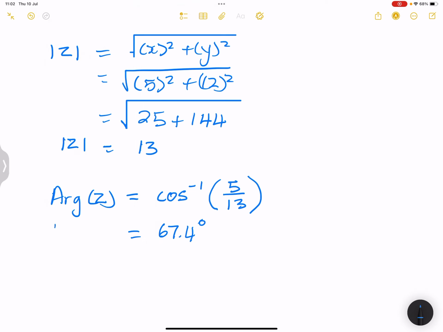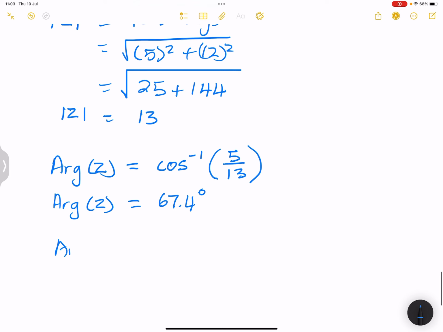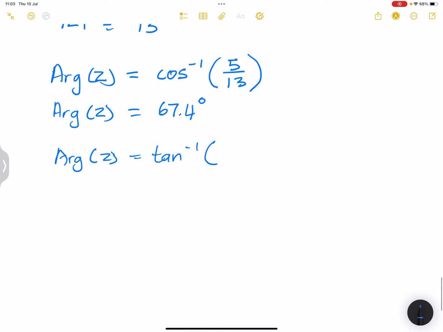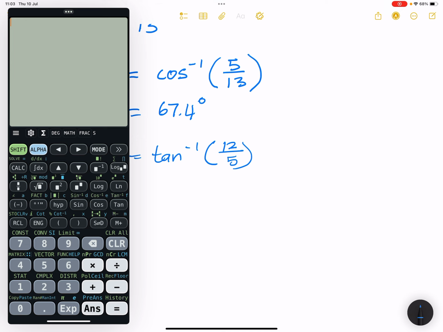All right. So that is the argument of z. By the way, ladies and gents, nothing wrong if you decided to use tan. That would be the arctan. But remember, when it comes to tan, tan is y over x. So our y value is 12. Our x value is 5.